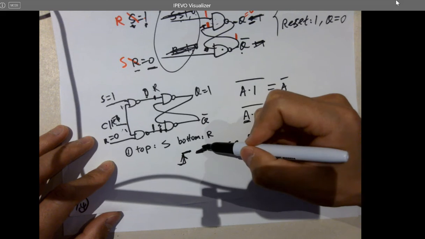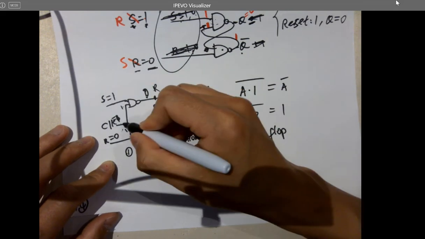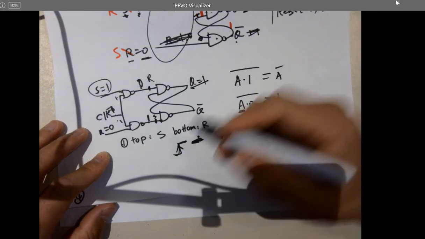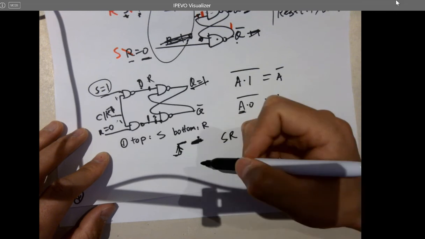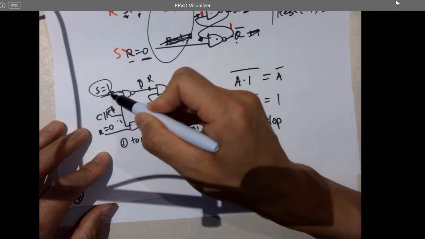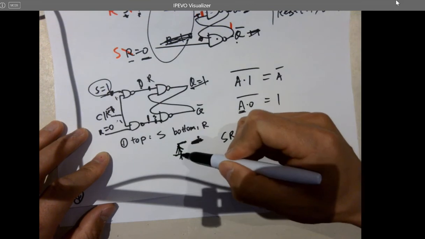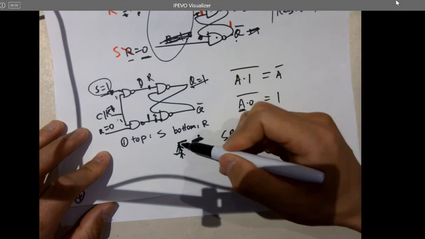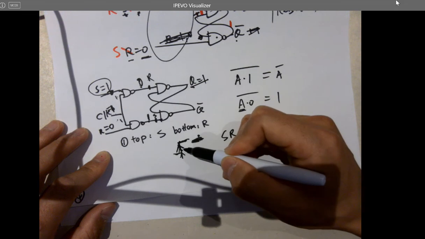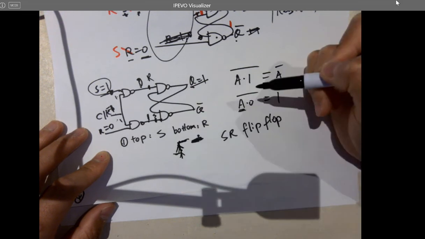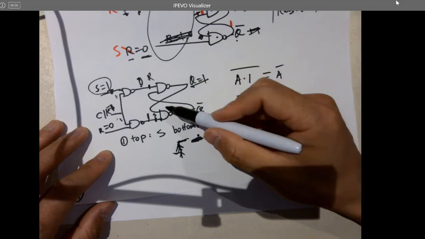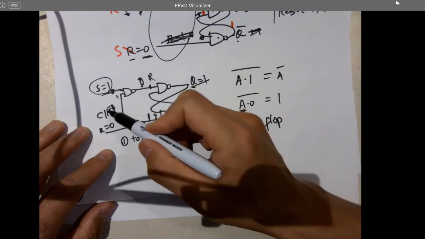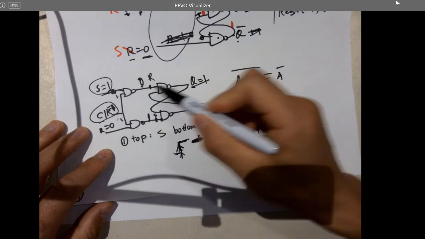The disadvantage of level trigger is whenever clock is high, if this one changes at some point, Q will be changed as well. The advantage of rising edge trigger or falling edge trigger is it only samples S at this moment. If S changes afterwards, it's not going to change Q at all, because there isn't another rising edge after that. So it's not triggering the change of the output. So is this level triggered or edge triggered? It's definitely level triggered, because whenever clock's on, whatever is here is going to be transferred to Q.